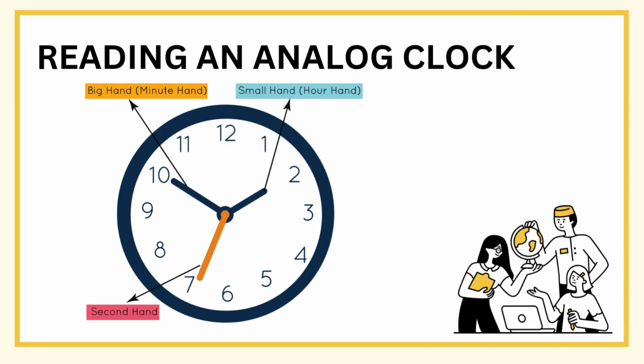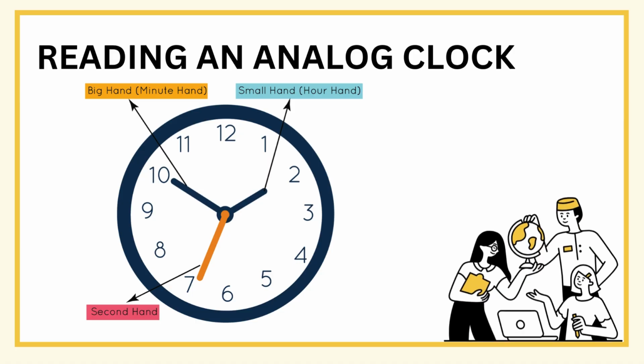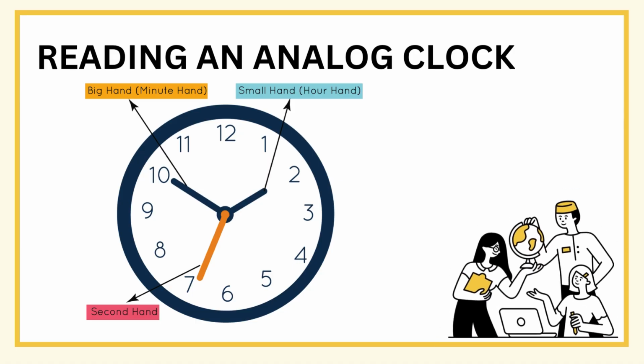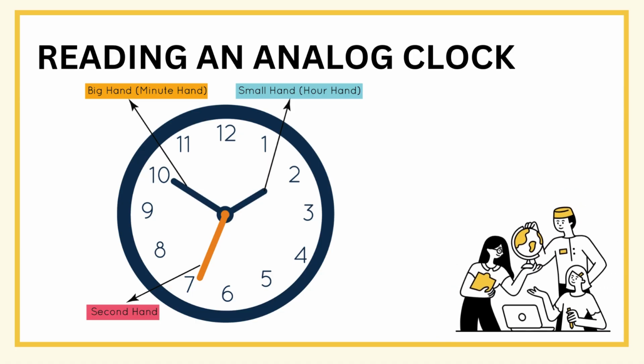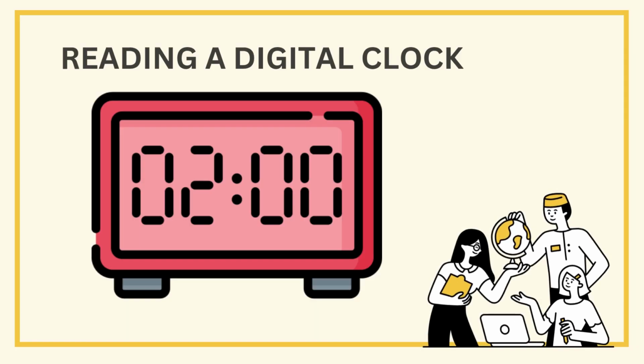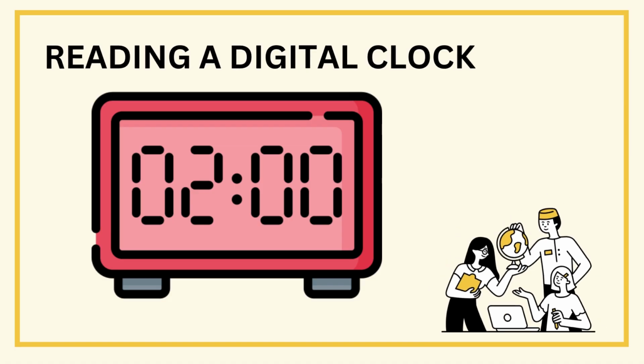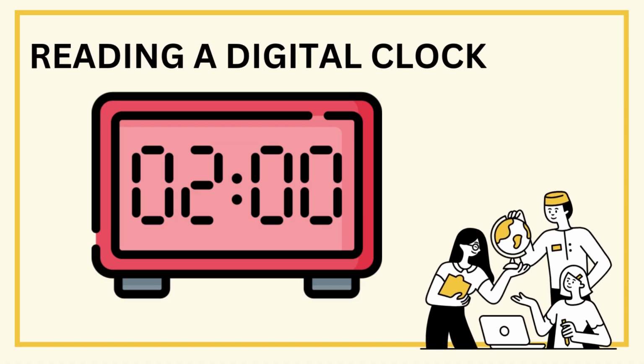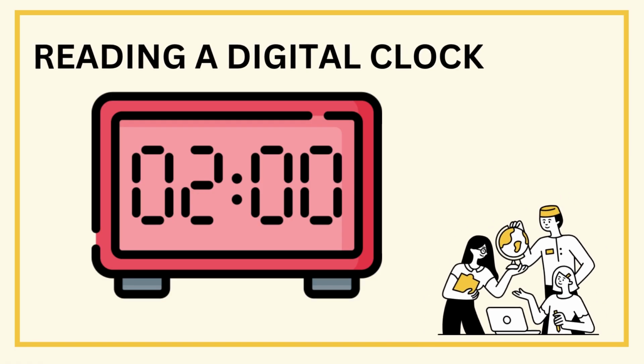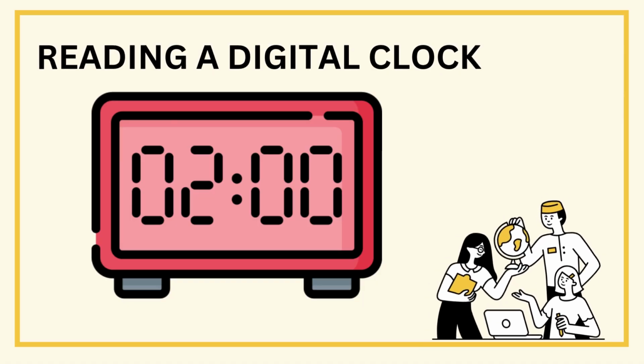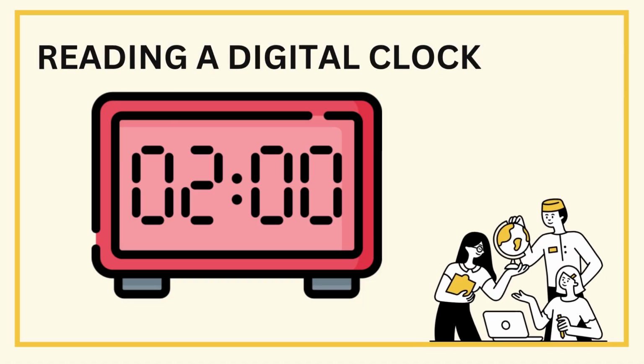When the shorthand is at 4 and the long hand is at 12, it's 4 o'clock. When the long hand is at 6, it's 30 minutes, so 4:30. A digital clock uses numbers to show time. In the given picture, 2 o'clock means it is exactly 2. Another example, 7:15 means 15 minutes after 7 o'clock.